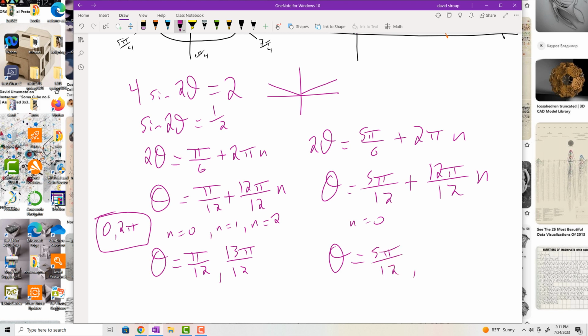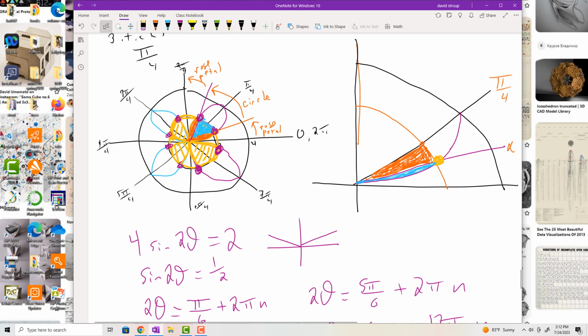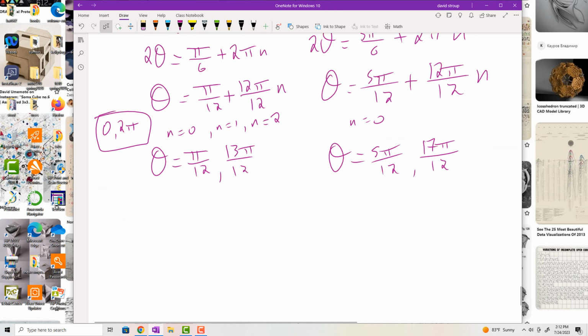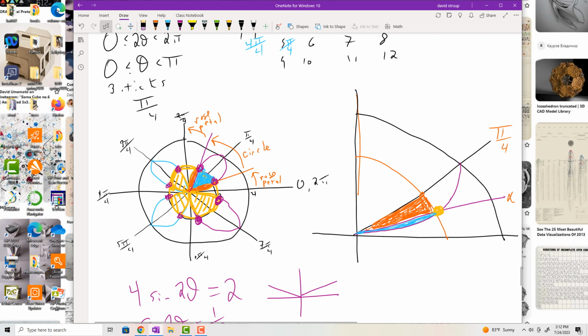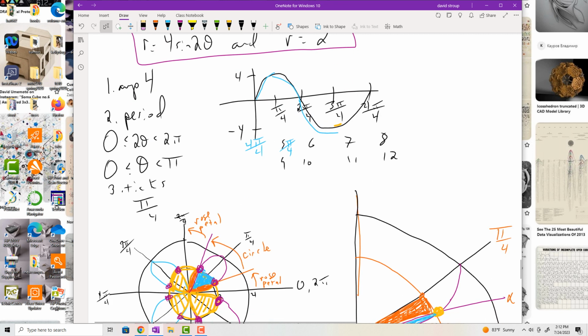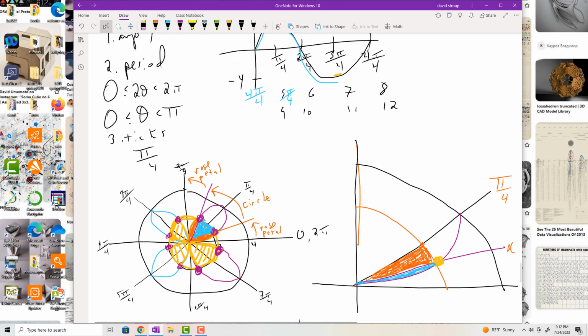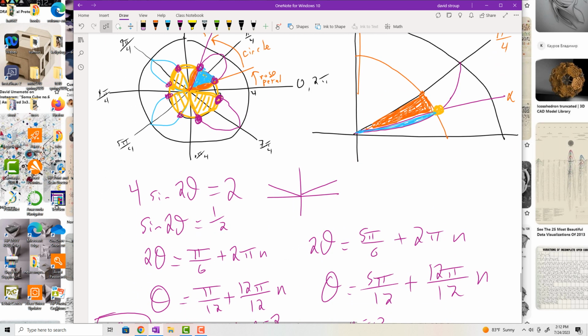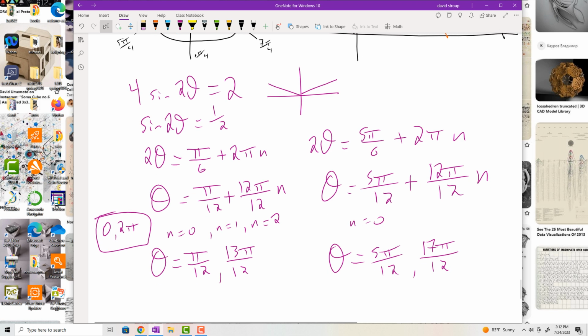And then 5 pi over 12 plus 12 pi over 12 is 17 pi over 12. But if you go another pi, it'll jump out of that range. So the point is we're supposed to get 8 answers, but we only get 4. It's because the r equals 2 formula is never going to be equal to -2, whereas when we graphed the rose petal, in order to get some of those points, we were on the negative side of the sector, right? So when you set them equal to each other, you're not going to pick up those locations.